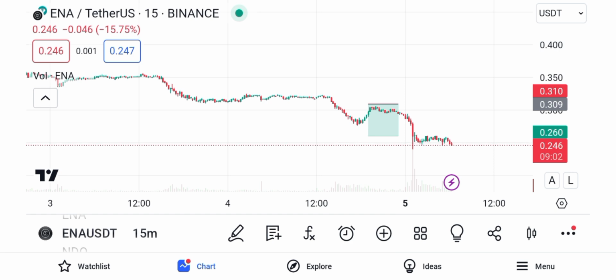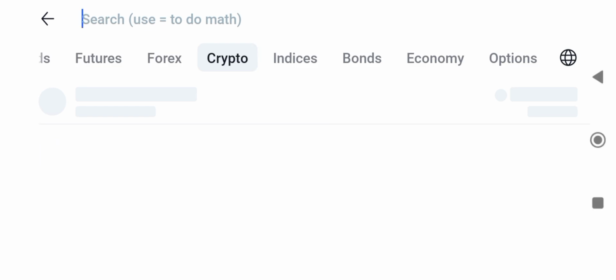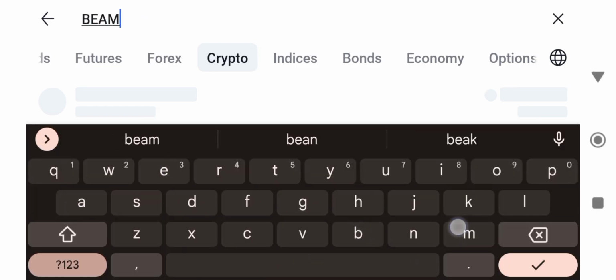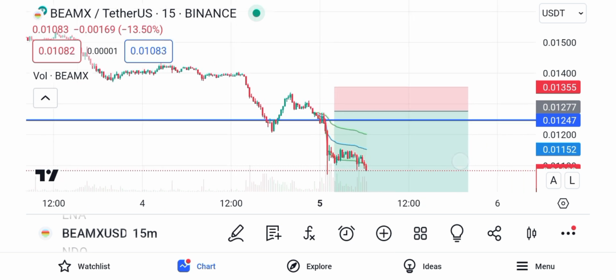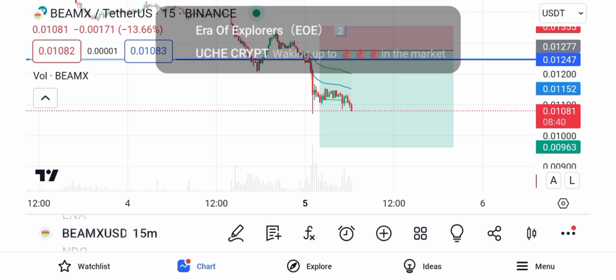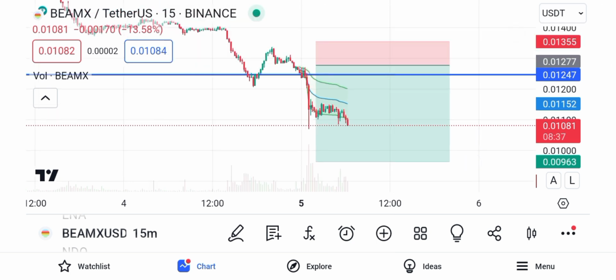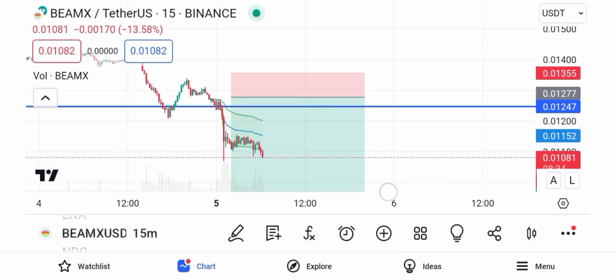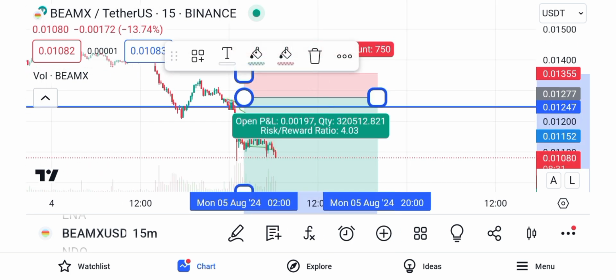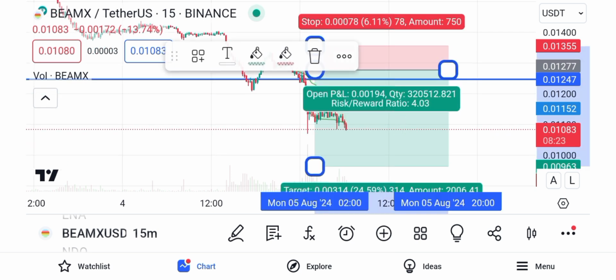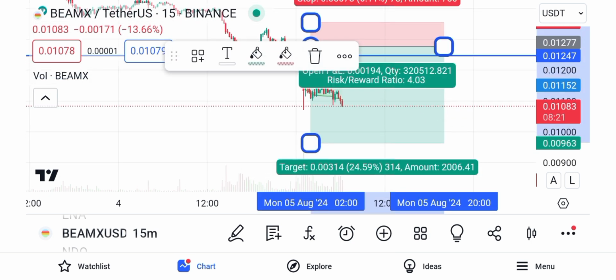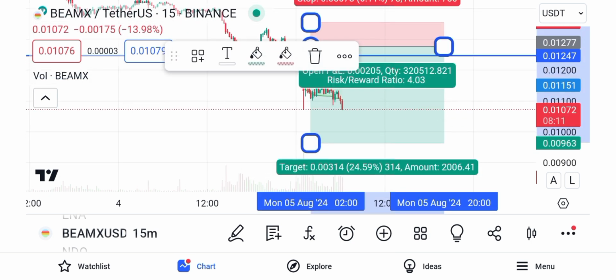Another one that I took was BEAM. So let's check it out. This is the BEAM trade that I took yesterday. As you can see, I'm on profit. If I want to close this now, I will actually close it. Let me click on it. You can see my stop loss is about 6.11%. That's huge. Then if you check my profit, it's about 24%. I can either close this trade right now and take my profit, or I will leave it.